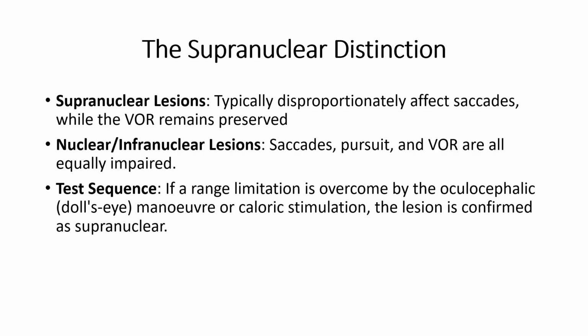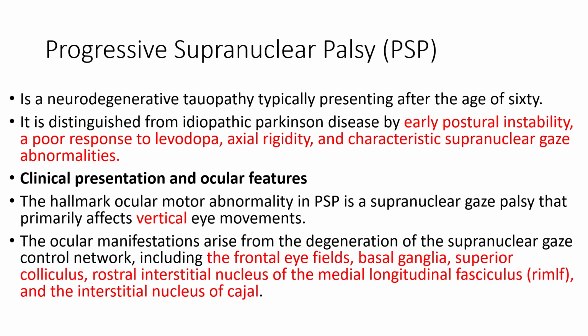Progressive supranuclear palsy is a neurodegenerative tauopathy typically presenting after the age of 60. It is distinguished from IPD by early postural instability, a poor response to levodopa, axial rigidity, and characteristic supranuclear gaze abnormality. The clinical presentation and the ocular features.